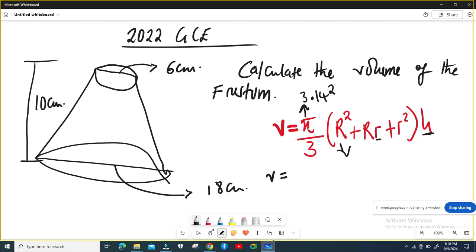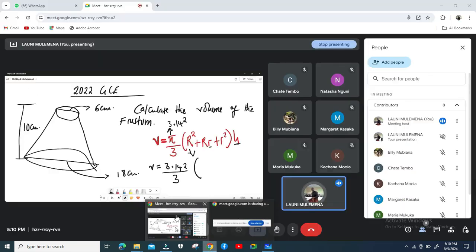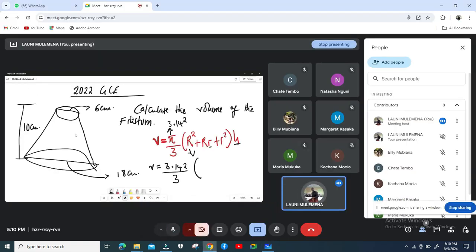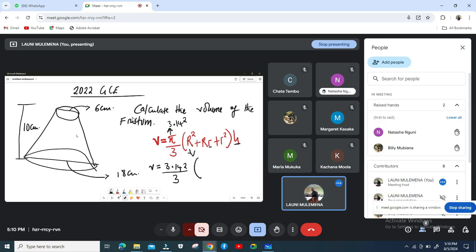So pi is 3.142 over 3. And then we open the bracket. What is the value of the big radius? Who can tell me the value of the big radius? Anyone who can try? I can see two hands. I'll start with Billy and then Madam Grace.